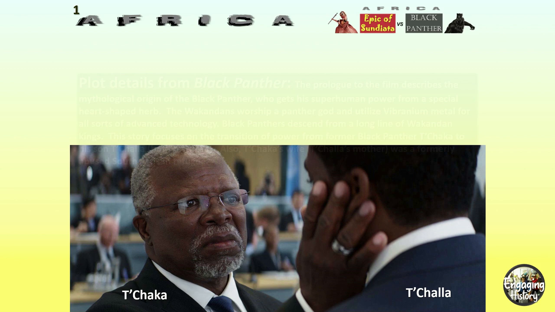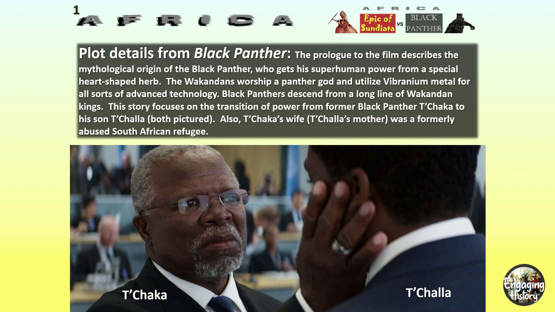Now, in the story of the Black Panther, there's a prologue that describes a mythical origin of the Black Panther who has superhuman power. And King T'Chaka also comes from a long line of rulers. His son T'Challa becomes the next Black Panther.